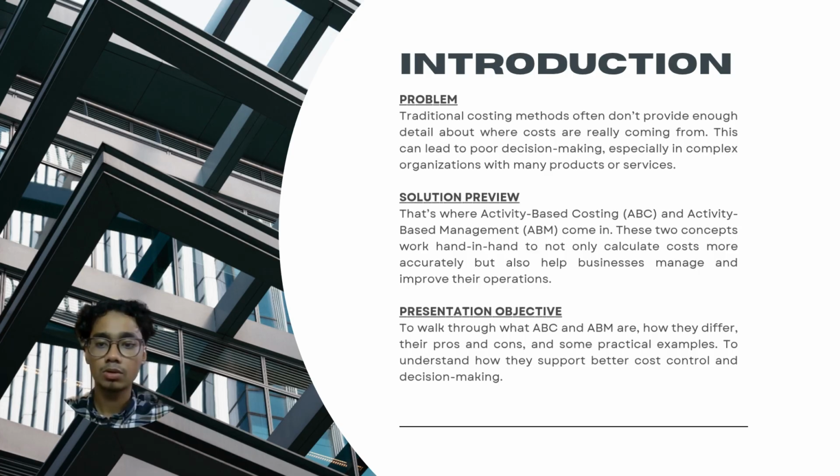First, we will go through the introduction of the relationship between activity-based costing and activity-based management. Basically, there is a common problem among companies: traditional costing methods don't provide enough detail about where the costs are really coming from. This can lead to poor decision making, especially in a complex organization that produces a large number of products and services. So why do companies struggle with cost accuracy?